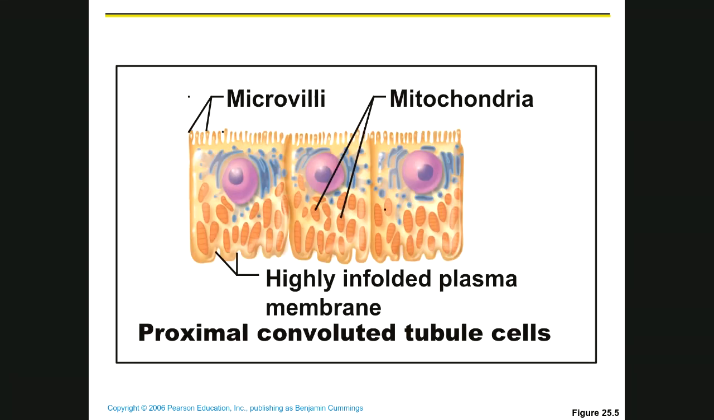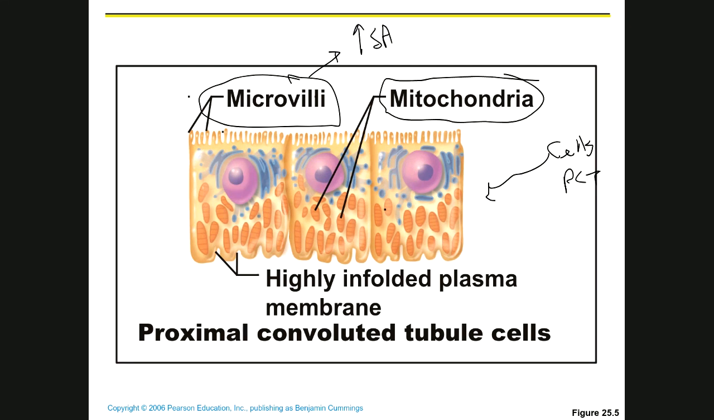Remember, we look at the cells of the proximal convoluted tubule. They look like this. So they have a lot of microvilli. That's going to increase the surface area, make it easy to reabsorb. They have a lot of mitochondria, and that's where we're going to get our ATP, because a lot of this, remember, is active transport.